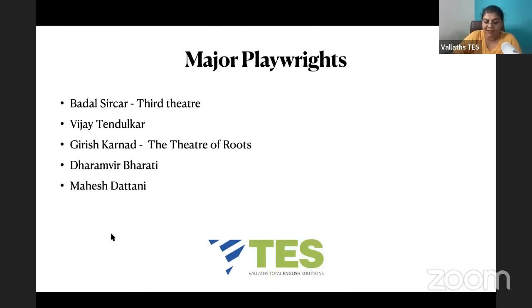And then there is our Dharamvir Bharati. Dharamvir Bharati was a very important Hindi poet and also playwright. Hindi poet and playwright, he also wrote novels. And his Andha Yug is always prescribed in universities. Dharamvir Bharati's Andha Yug, you should definitely look up. Mahesh Dattani is a very important writer. Mahesh Dattani wrote lots of plays on gender themes. He got the Sahitya Akademi Award for Final Solutions and other plays. Many of his plays have also become movies.